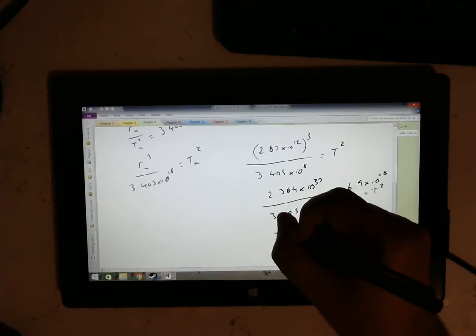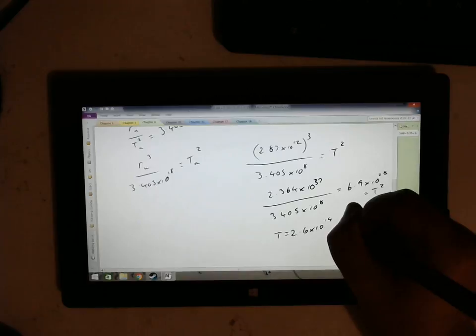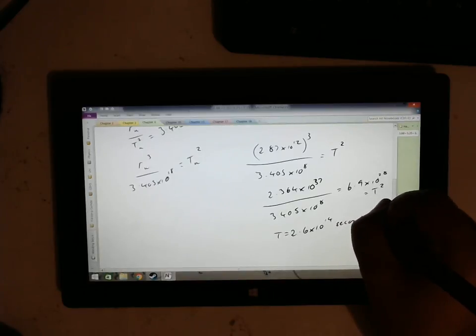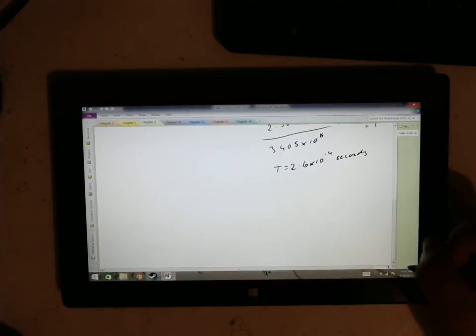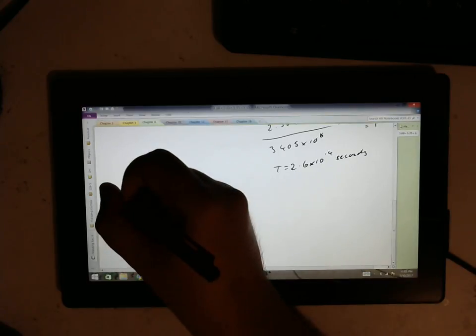So we get that t is equal to 2.6 times 10 to the 14 in seconds. Don't forget your SI units. This second part of the question, though, wants me to work it out in years.